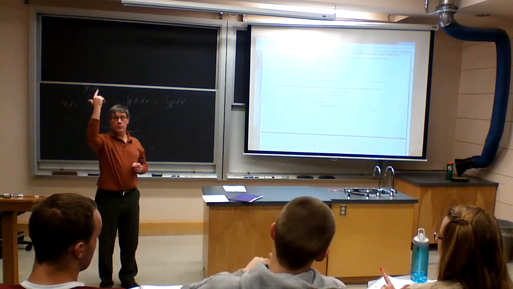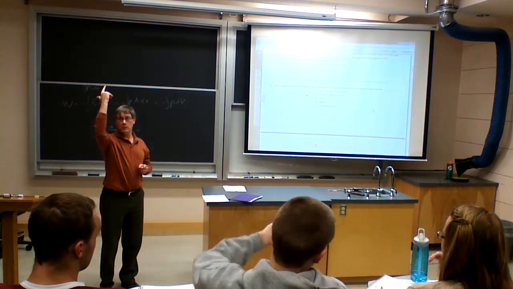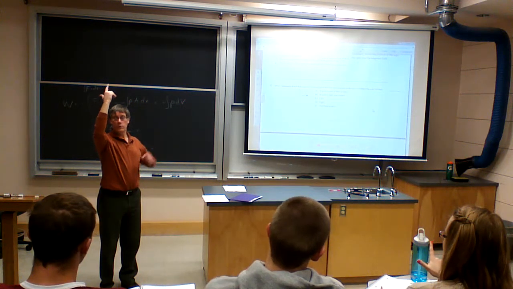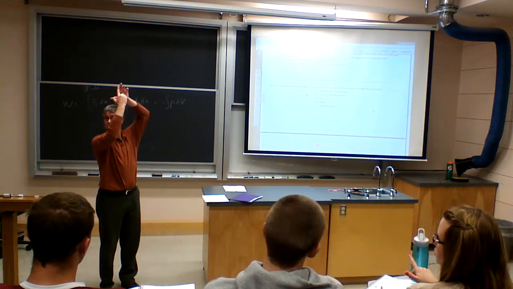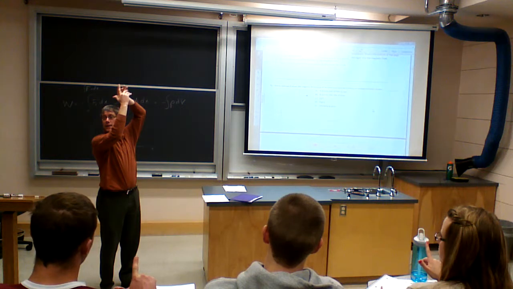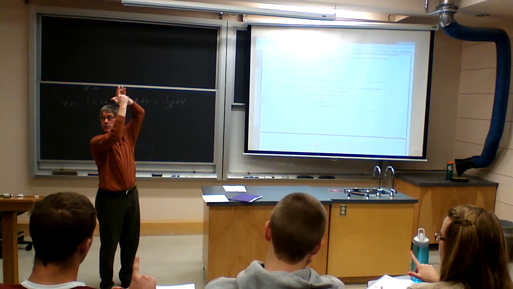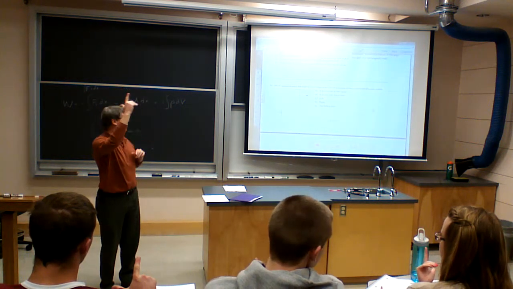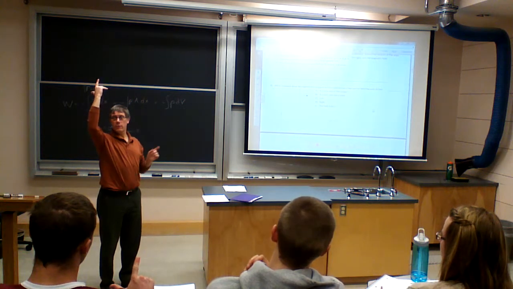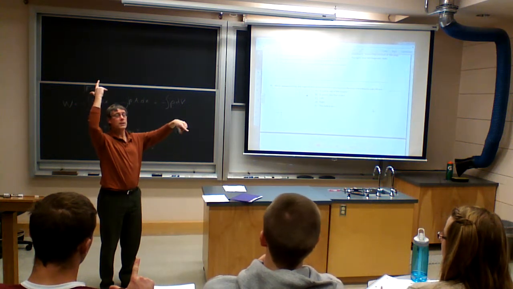Use your thumb to point the direction of the force for a positive charge. Point your index finger in the direction of the velocity, and your other fingers need to point in the direction of the field. Why does my thumb point to the left when the force is to the right? It's a negative charge.